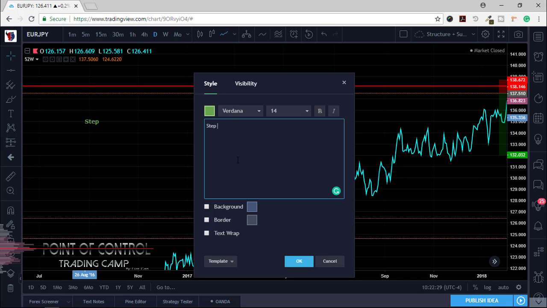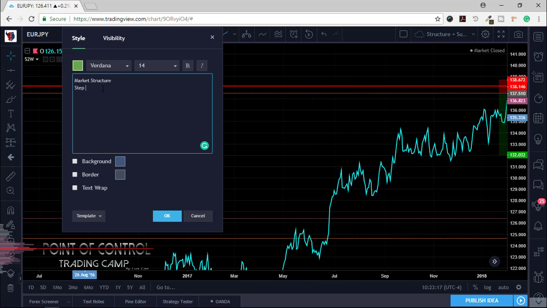Okay, so step one on market structure: get your chart naked. Step two: main chart. Step three: 52-week high and low.